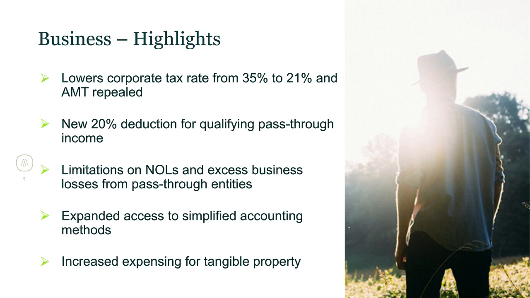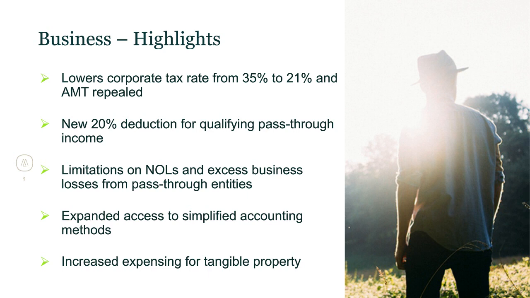and flow-through entities. The third big item on here is the limitation of NOLs and what's called an excess business loss from pass-through entities. We'll touch on that in a bit. We'll also touch on the expanded access to simplified accounting methods. Essentially, Congress has kind of drawn a line in the sand with regard to defining a small business threshold to be $25 million in revenues, and we'll touch on what that means.